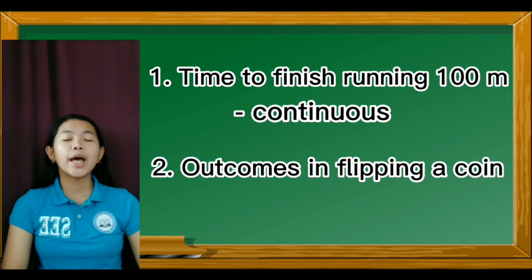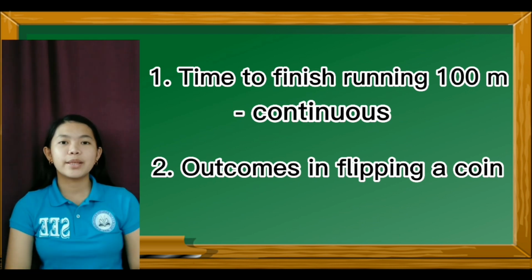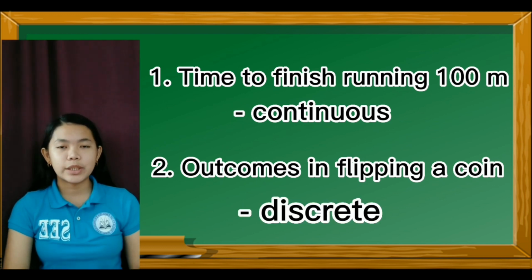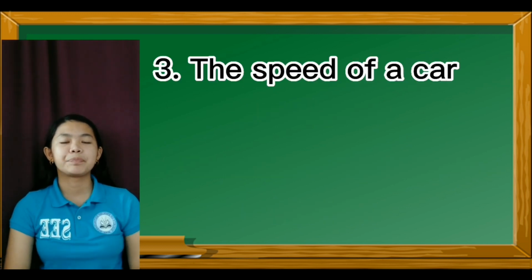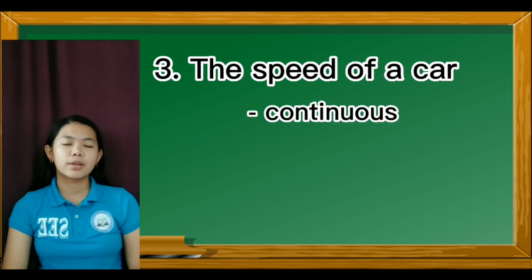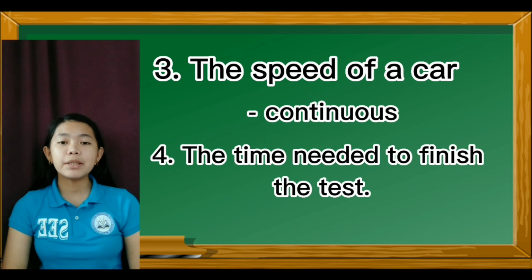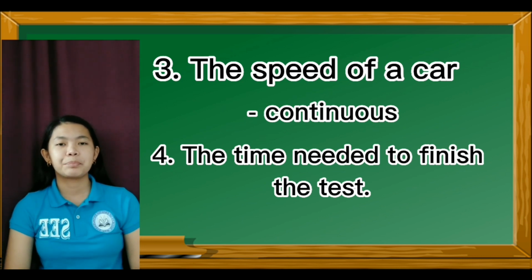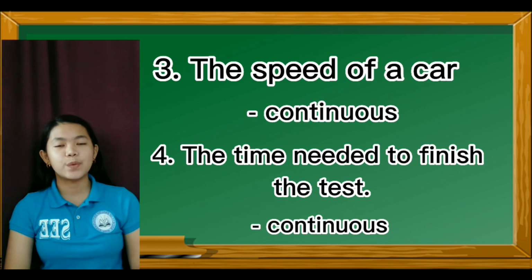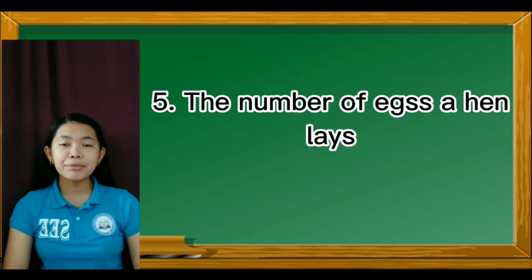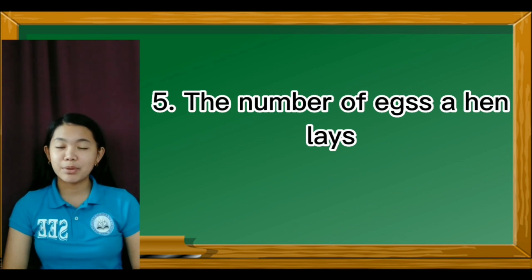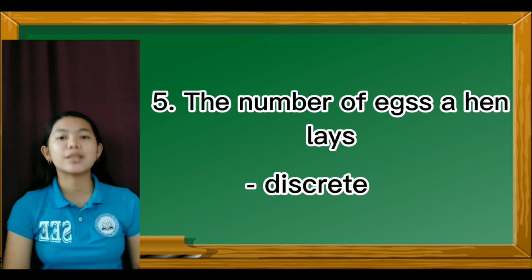Number 2. Outcomes in flipping a coin. Yes, you're right, it is discrete. Number 3. The speed of a car. It is continuous. Number 4. The time needed to finish the test. It is continuous. And lastly, number 5. The number of eggs a hen lays. As simple as that, it is discrete because it is countable.